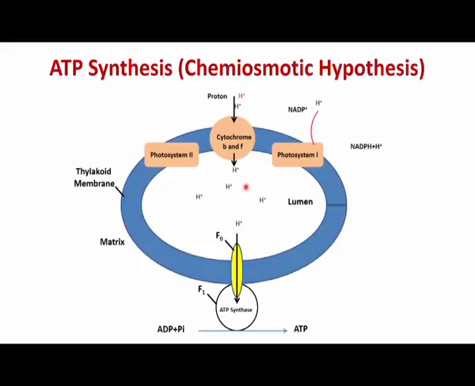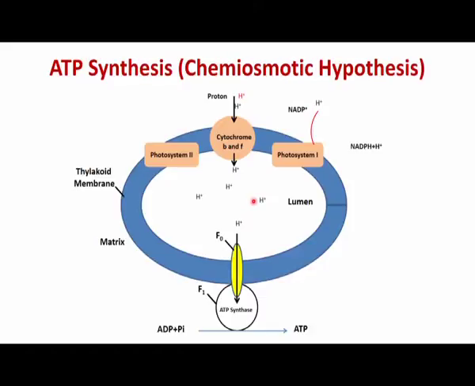The third source is the NADP reductase itself. As we discussed, NADP reductase is used to combine the NADP plus and H plus to produce the NADPH, and in this process also some amount of proton is generated within the lumen of the thylakoid membrane. The accumulation of all these protons generates a proton gradient, because you know that in the biological system the difference of concentration always causes a gradient.